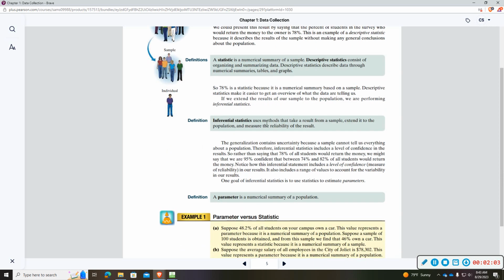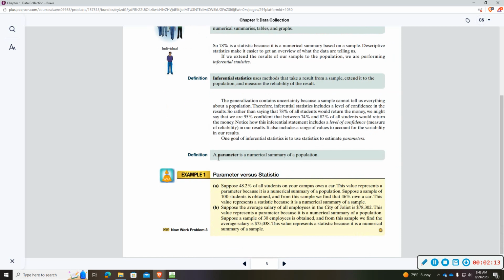Inferential statistics uses methods that result from a sample, so we try to extend it to the population. We try to make some guess based on the sample. Parameter is a statistic that deals with the population. So you kind of get parameter versus statistic. Both of these are very similar, almost the same.